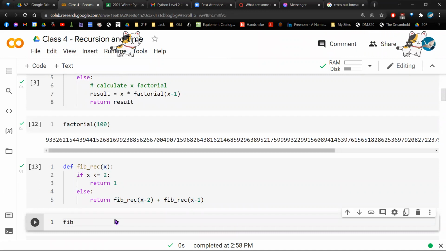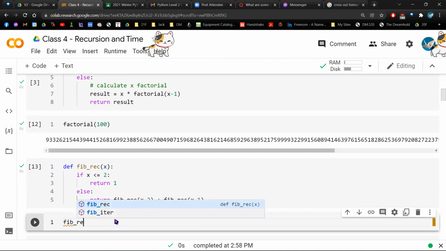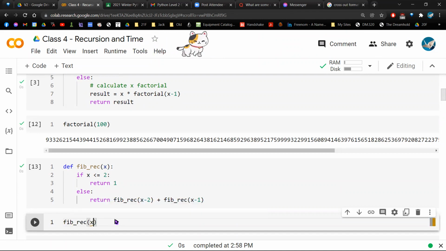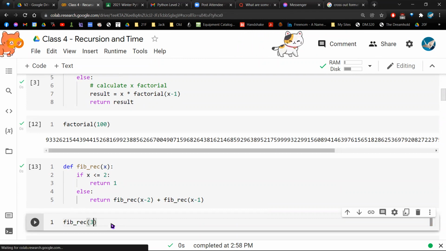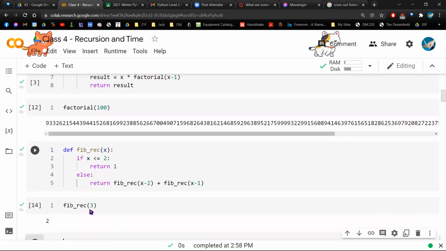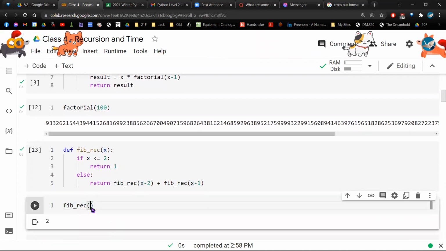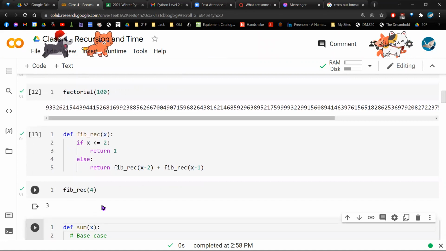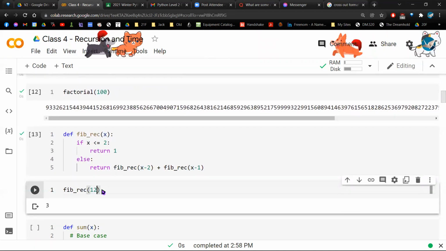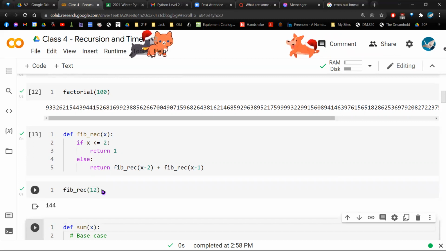Let's just call it on a couple of different numbers. So maybe the third Fibonacci number. If we look at our sequence, this should be 2, and we get 2. If we do 4, we get 3. And like I said before, the 12th Fibonacci number should be 144, and it is. So it works how we want it to.